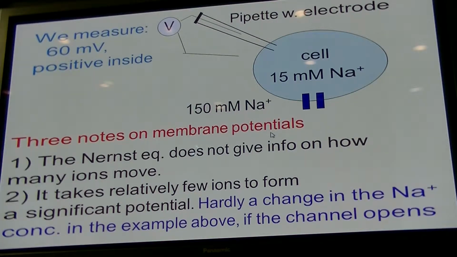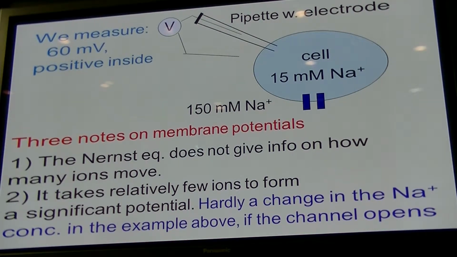So now a couple of notes on membrane potentials. The Nernst equation gives us the magnitude of an equilibrium potential. It does not tell us how many ions are flowing to get there. How many ions are going to flow will depend on the two concentrations, and it will depend on how big the compartments are.